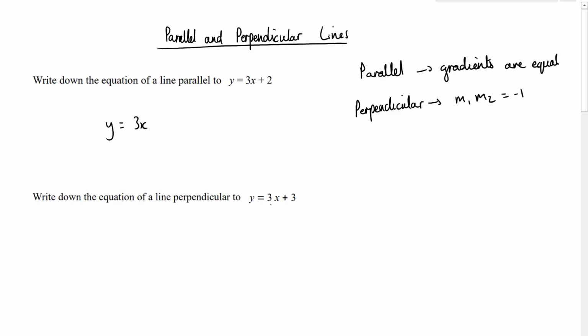So we could do the same thing here. We want to write down an equation that's perpendicular to the line y is equal to 3x plus 3. So if we know that m1 is equal to 3, then m2 is going to be equal to minus 1 over 3. So it's always the negative reciprocal. And so the equation of the line is going to be y is equal to minus a third x. And again, they haven't specified that it has to pass through any point. So we could put plus 7, we could leave it as plus 0. Either of these works.